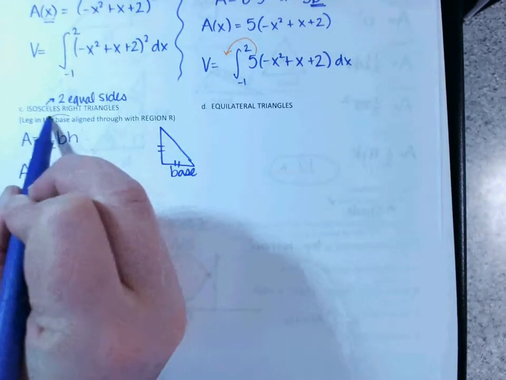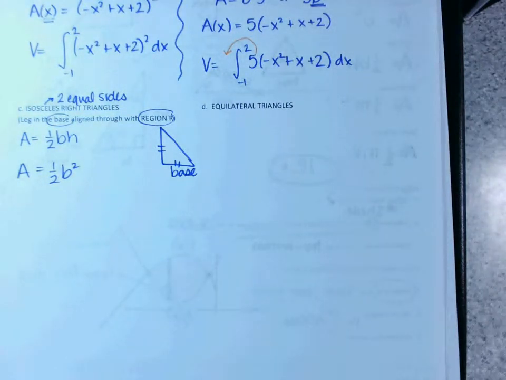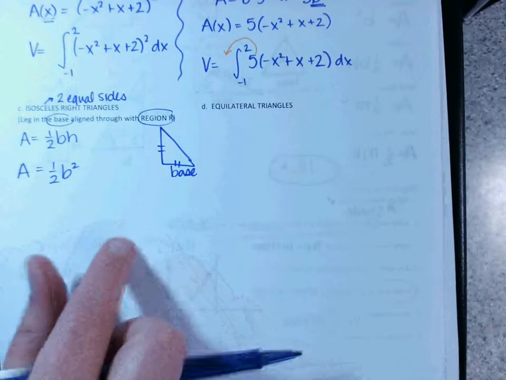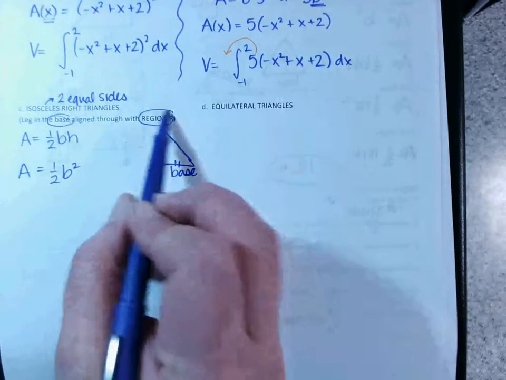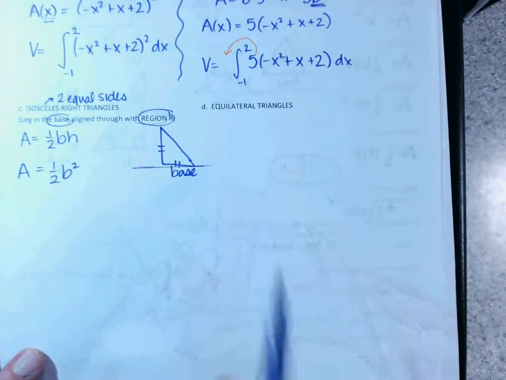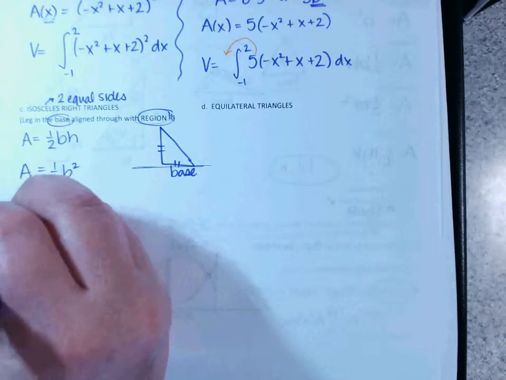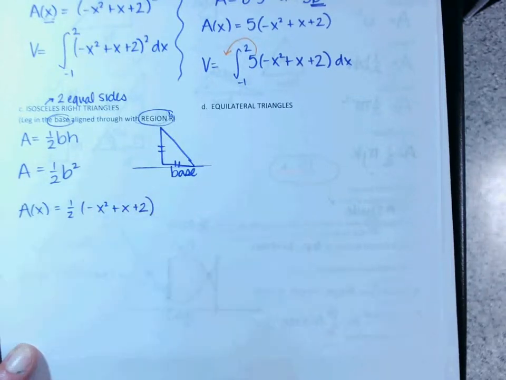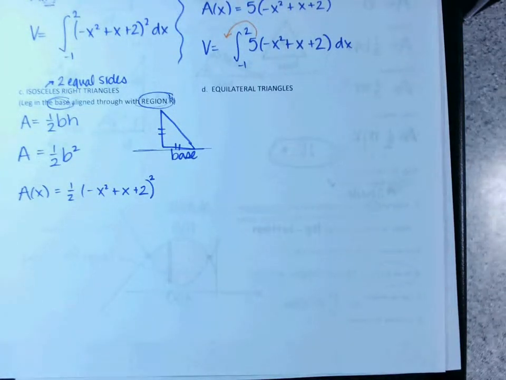Because it says that the base is going to be in region R, and region R is the bottom. And when we visualize these with an applet on the computer, it'll make more sense why that is. But basically think about region R as the base of the shape. So if the base is in region R, that means that's this bottom part right here. Okay? So from here, I want to turn that into an A of x, and then I want to put A of x into an integral. So A of x would be 1/2, my base is negative x squared plus x plus 2, and then I need to keep a squared on it because remember that's representing both my base and my height.